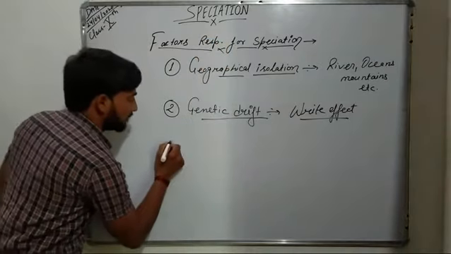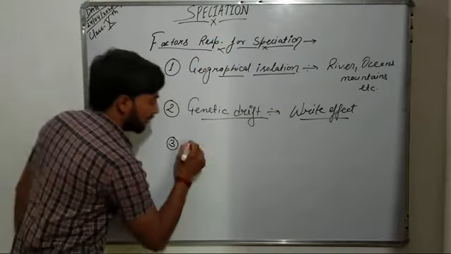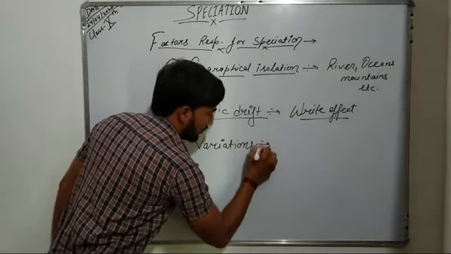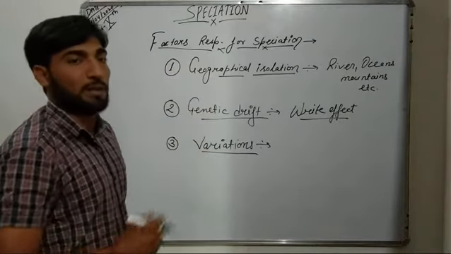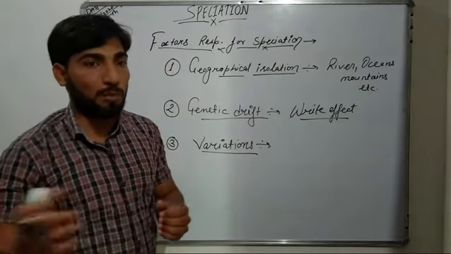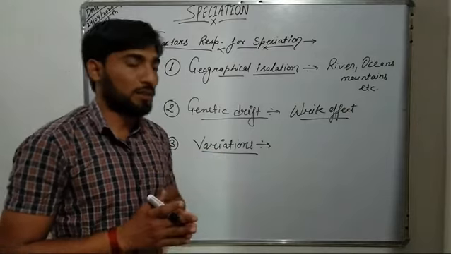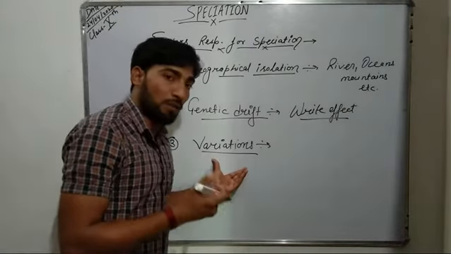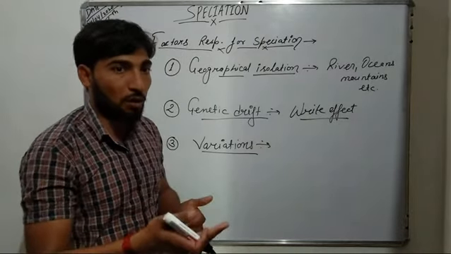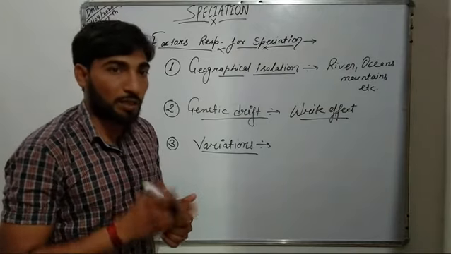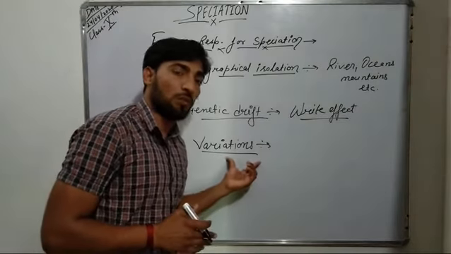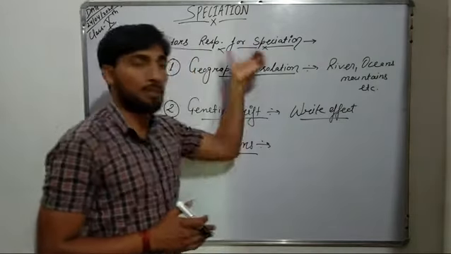Now the next factor that is responsible for speciation is variations. When changes in the environment occur, at that time there are certain organisms which undergo favorable changes, and others undergo unfavorable changes. And when an organism undergoes favorable changes or variations, these variations get accumulated in this organism and result in reproductive isolation from their parental population, and that's why these variations are also responsible for causing the speciation process.